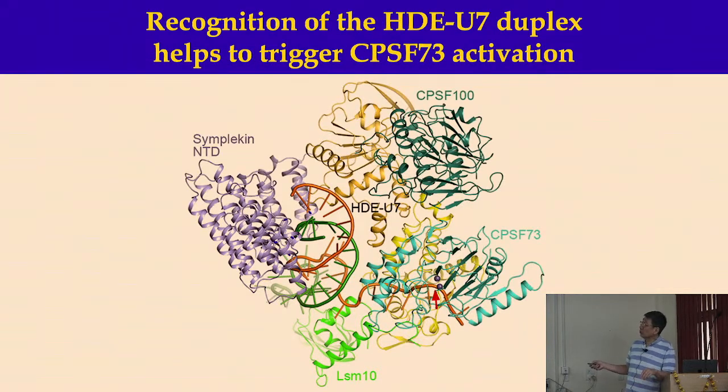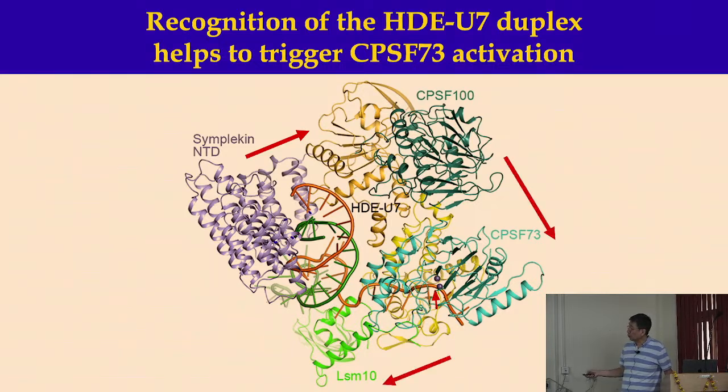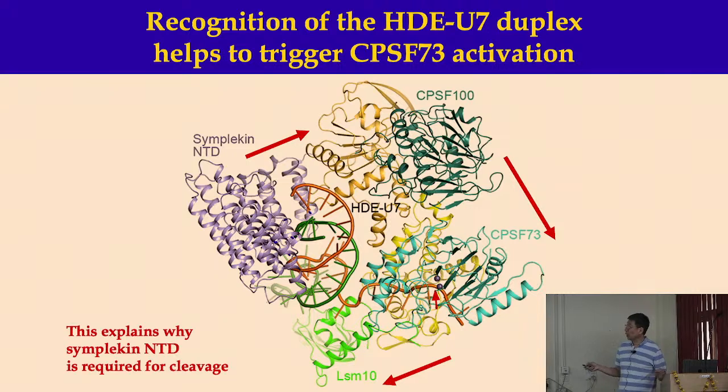So as I showed you in the movie already, the NTD of Symplekin helps recognize the duplex. The idea is essentially that Symplekin NTD comes in, recognizes the duplex, pushing against CPSF100, which in turn pushes against CPSF73, which again pushes against Lsm10. That's how the thing opens up. So that's our model. This will then explain why the NTD of Symplekin is required for that cleavage reaction, because without that, you don't start the triggering of the process.